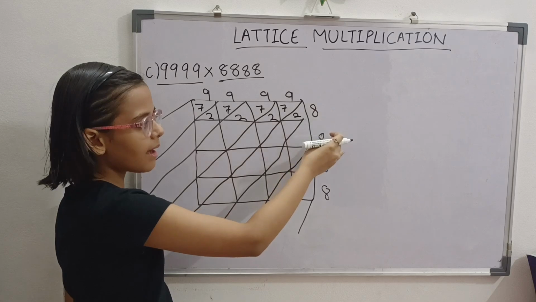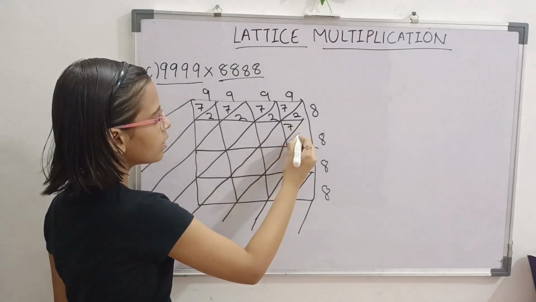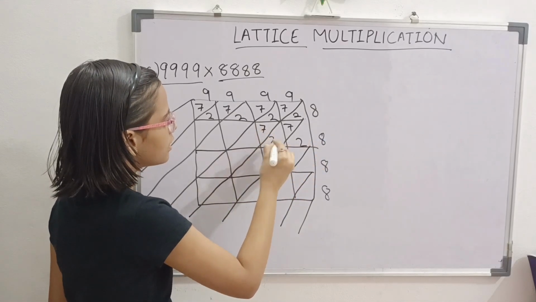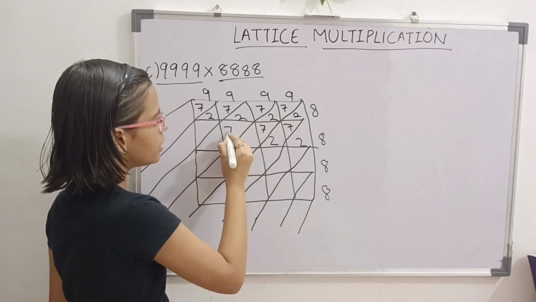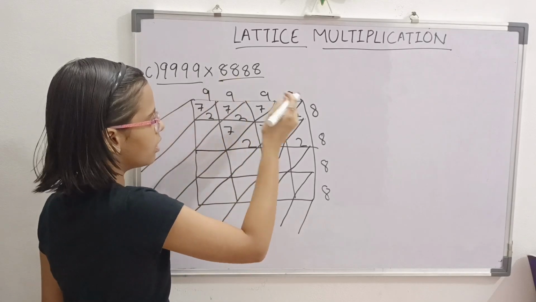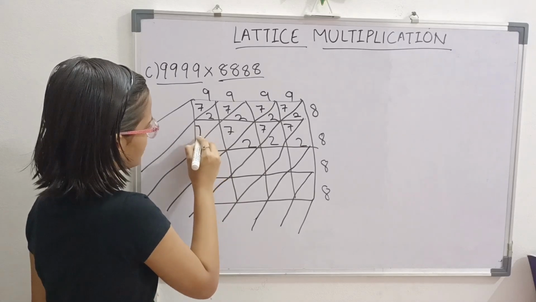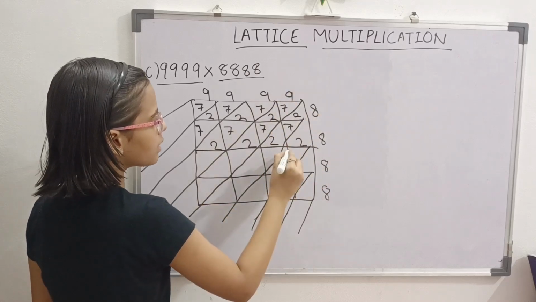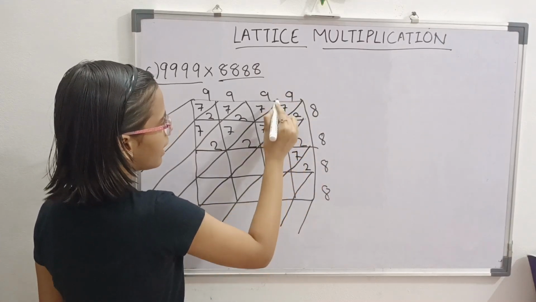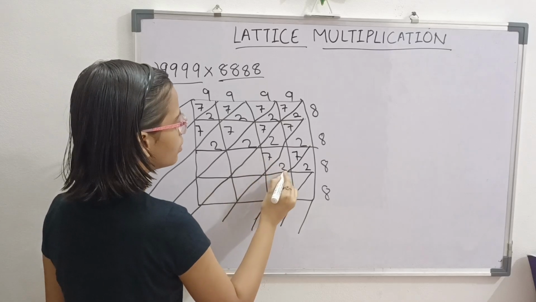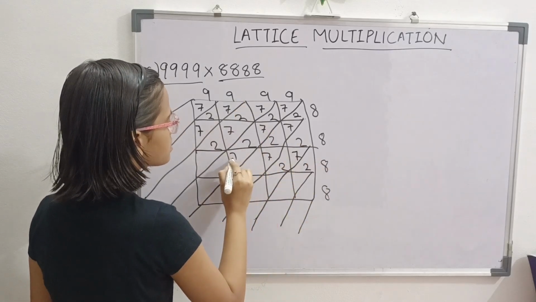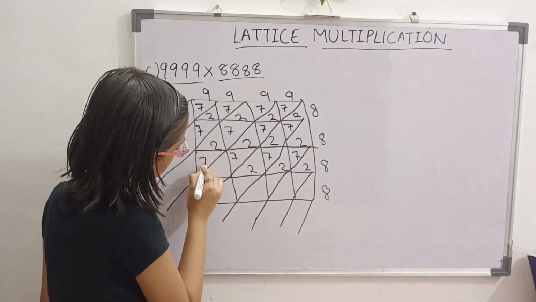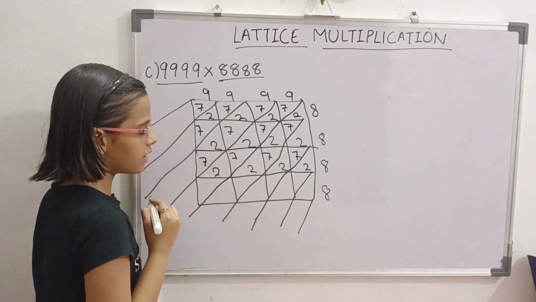Then 9 multiplied by 8 equals 72, again 72, and again 72 for each of the remaining boxes in this row and the next. 7 will come here and 2 will come here.